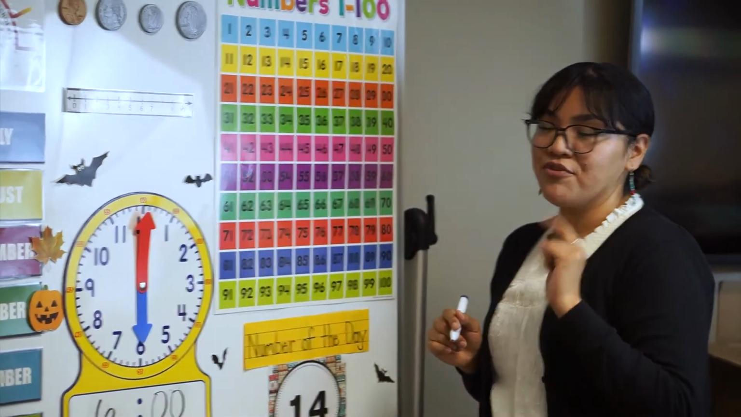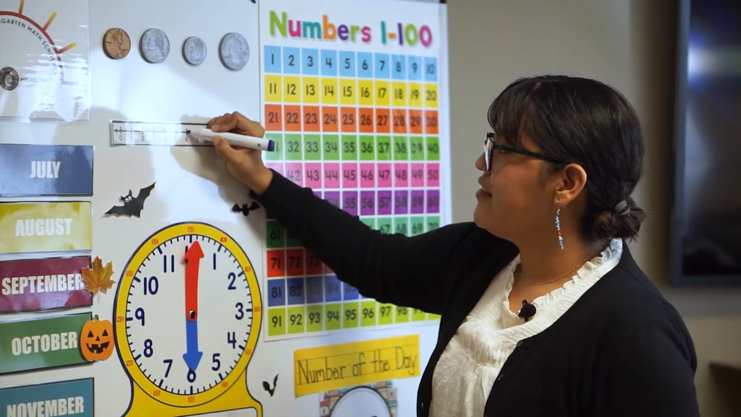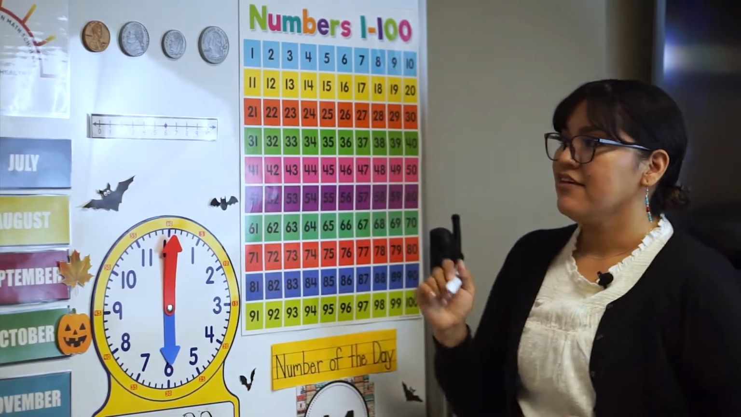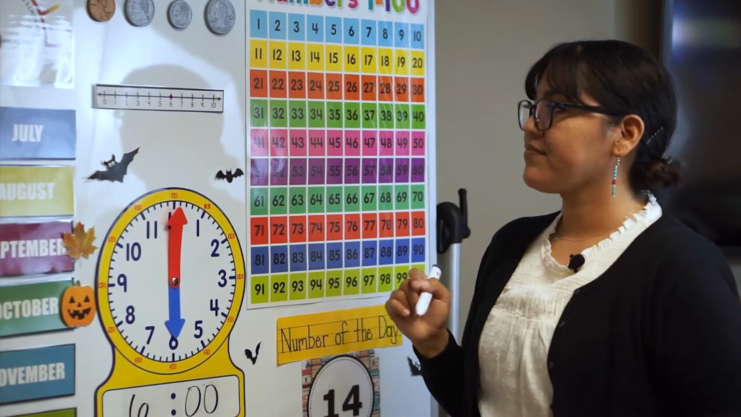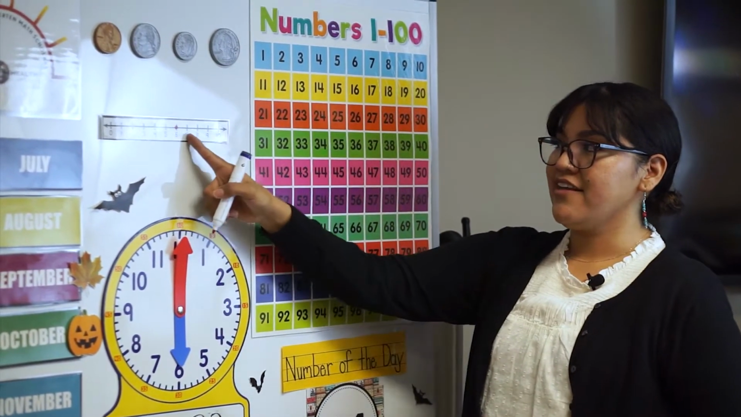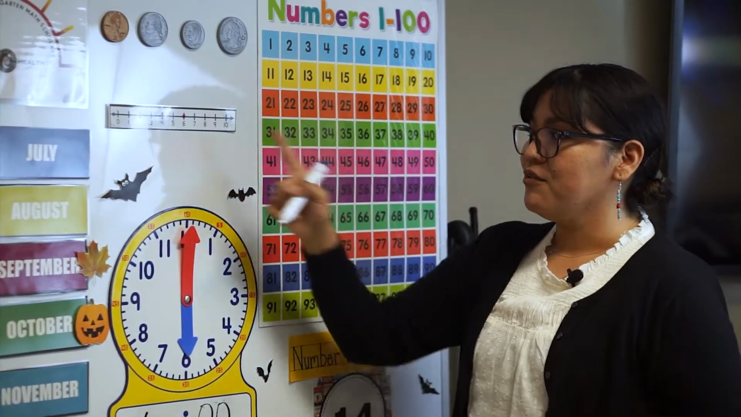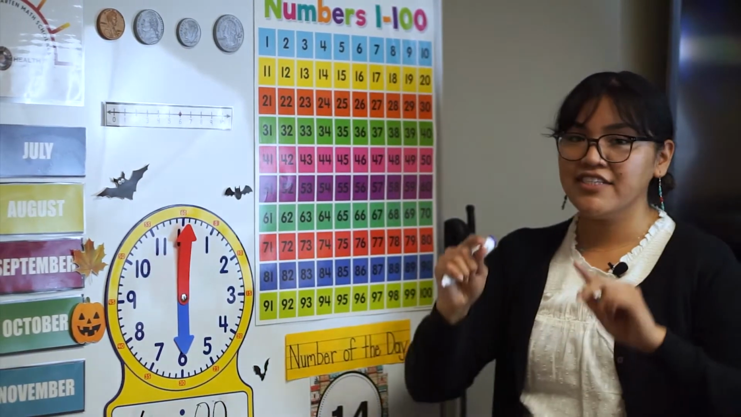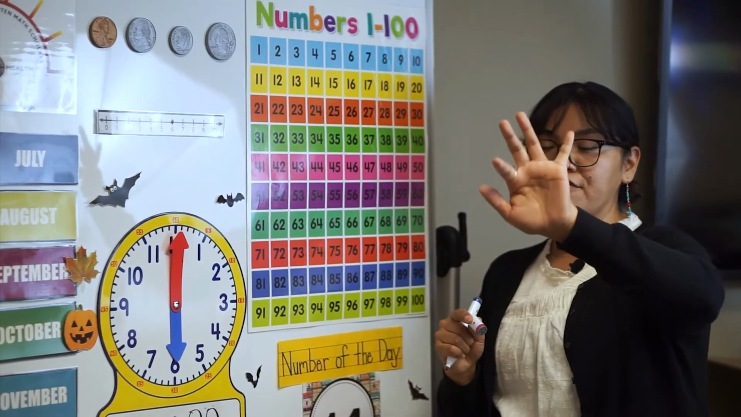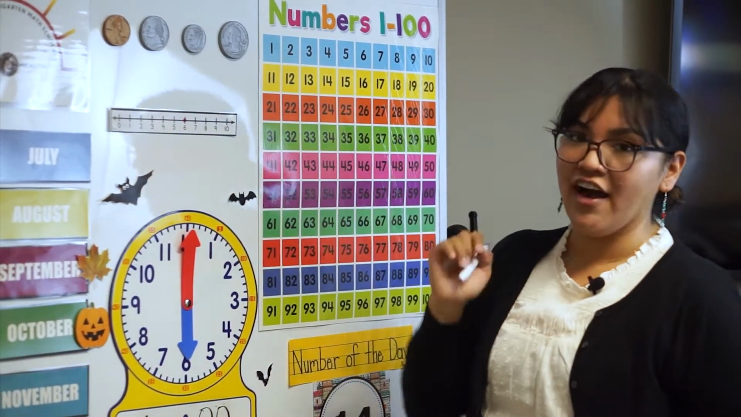Let's pick one more number. Okay, let's look at the number 6. Okay, what's 1 more than 6? 7. 7 is 1 more than 6. What's 1 less than 6? You have 6 fingers up. We take away 1. Let's count. 1, 2, 3, 4, 5. So 1 less than 6 is 5.